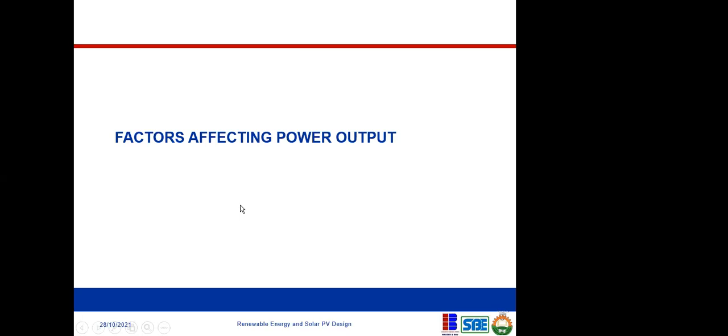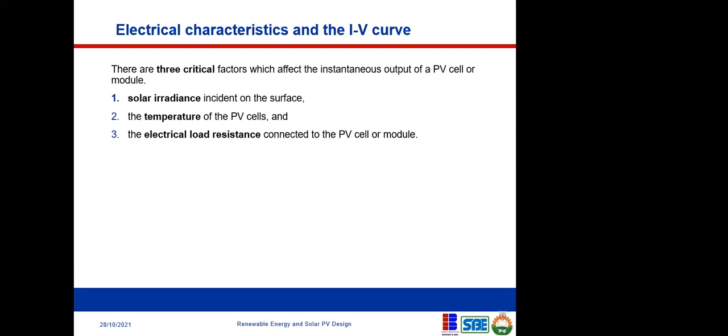So now let us look at other factors that are affecting power output. We've discussed the size of the area of the solar array, like the area of the solar panels. We've talked about that, and we also talked about the intensity of the sunlight. Now, let us look at other factors that affect the solar PV output. So, electrical characteristics and the IV curve.